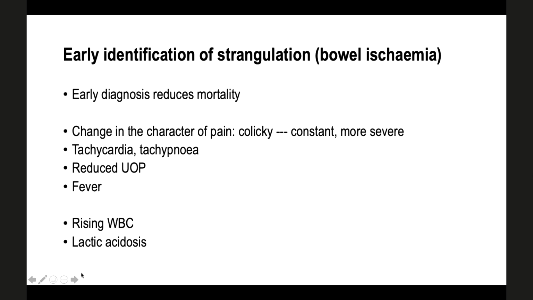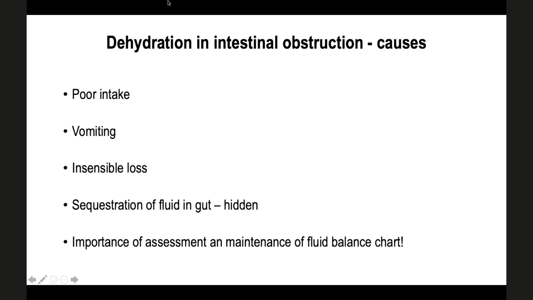Okay, so we've looked at bowel ischemia. Now, this is another important thing that you must appreciate, and that is dehydration or fluid depletion is an important problem in intestinal obstruction. There are several reasons for it. One is that when they have intestinal obstruction and they're vomiting, they don't take in fluid. There's poor intake. Number two, there is vomiting. Number three, they can be hyperventilating. There is what we call the insensible loss.